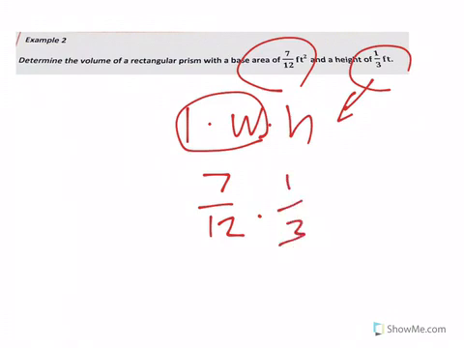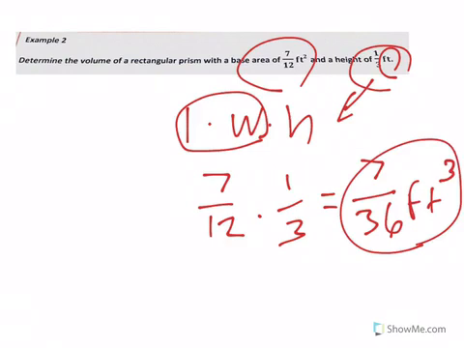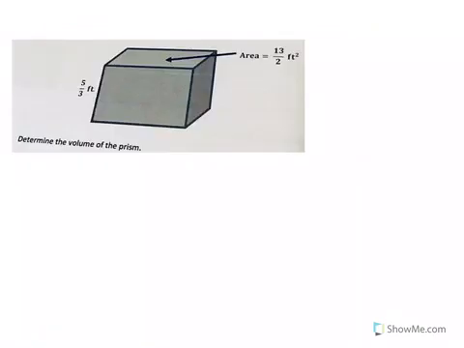We can multiply across. 7 times 1 is 7. 3 times 12 is 36. 7/36, we're talking about feet, and since it is volume, it is cubed. 7/36 feet cubed.